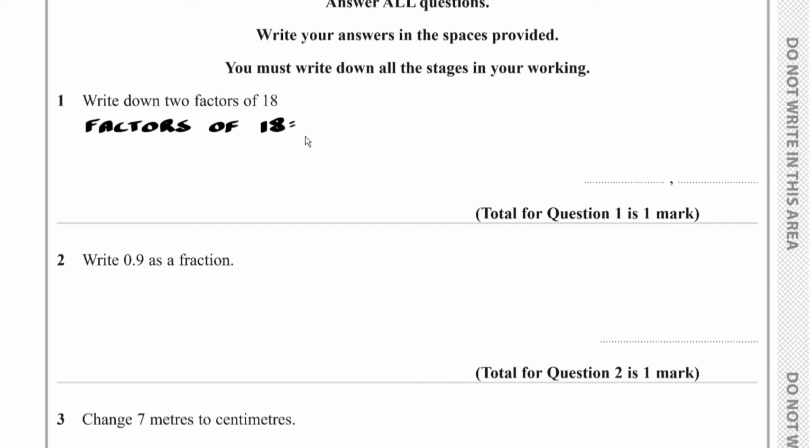Well, let's write down the factors of 18. We have 1 and 18, 2 and 9, 3 and 6. We can write down any of these two, for example 2 and 9.